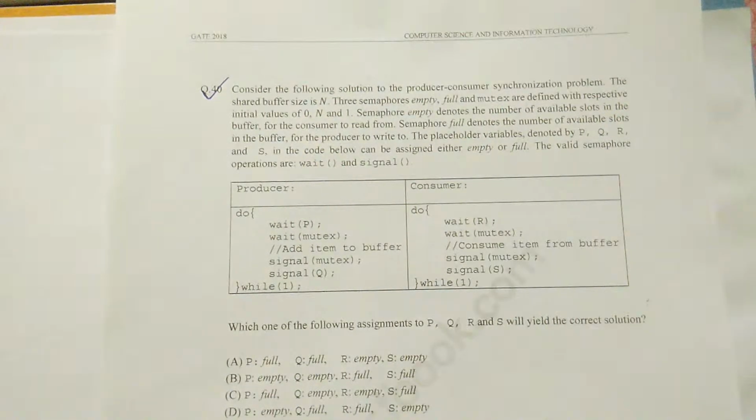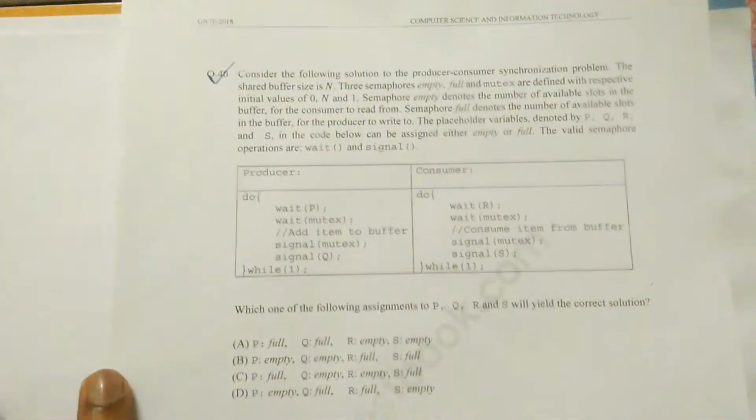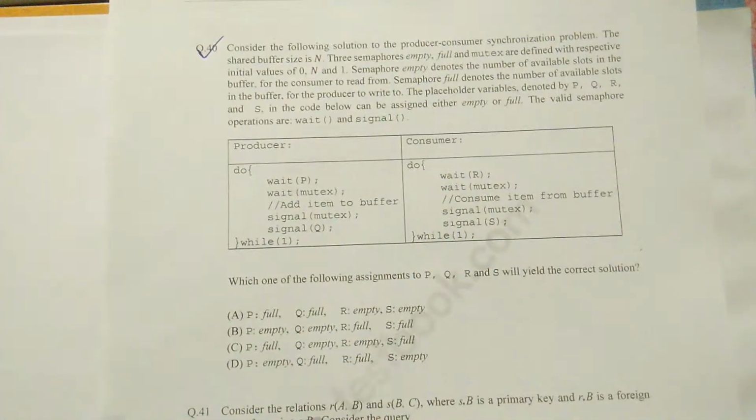The placeholder variables denoted by P, Q, R, and S in the code below can be assigned either empty or full. The valid semaphore operations are wait and signal, and they have given the code for producer and consumer. Which of the following assignments to P, Q, R, and S will yield the correct solution?